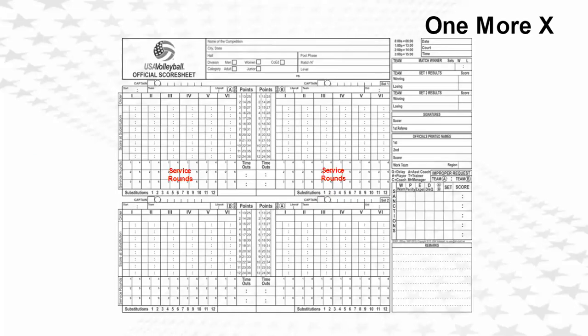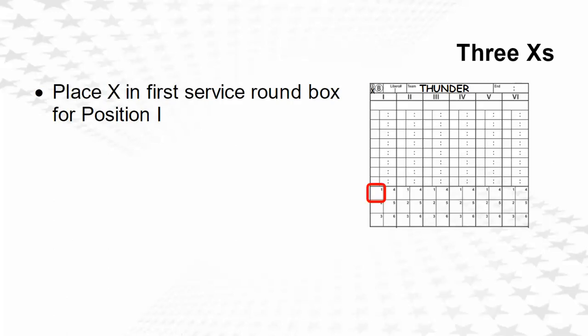You need to place one more X on the sheet before you're ready to move on. This X will be placed in the service rounds box for the receiving team. Because Thunder is receiving first, the player in position 1 will not be their first server. The team will rotate before they serve. Place an X in the first service round box under position 1 for Thunder.